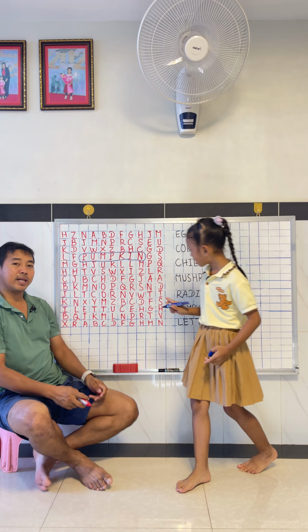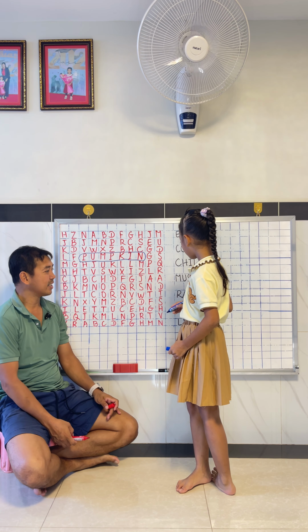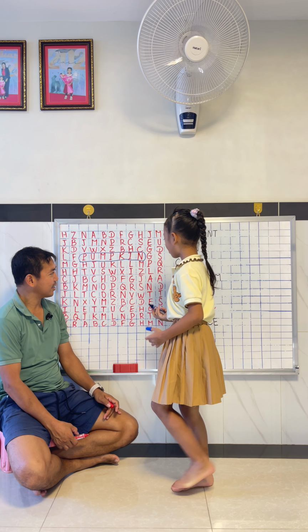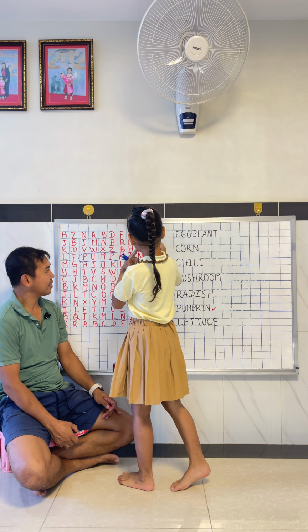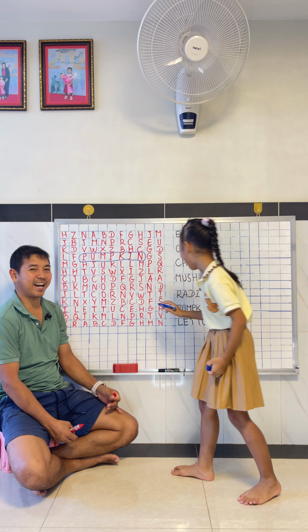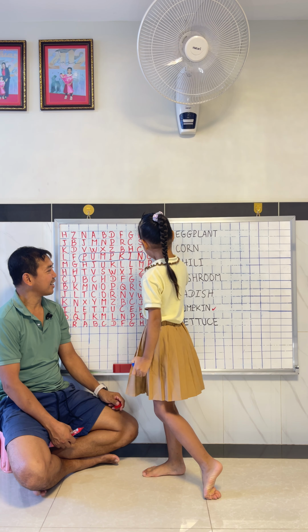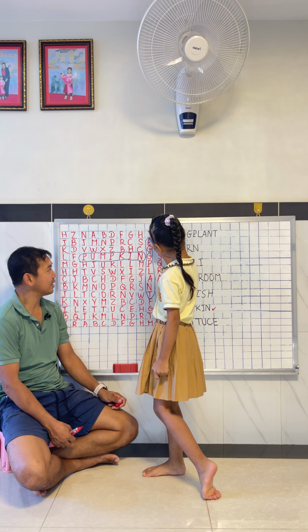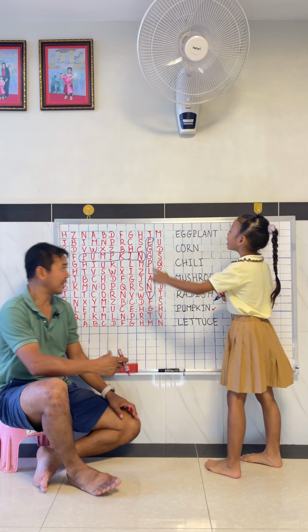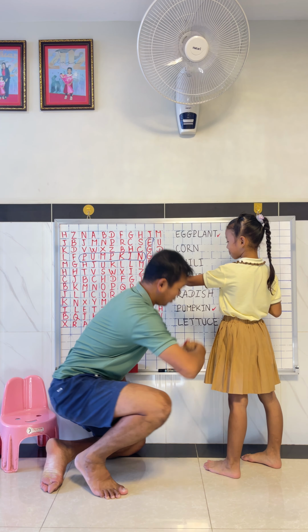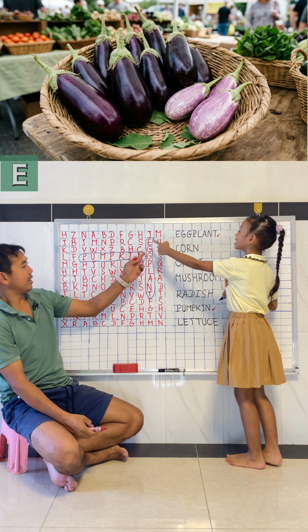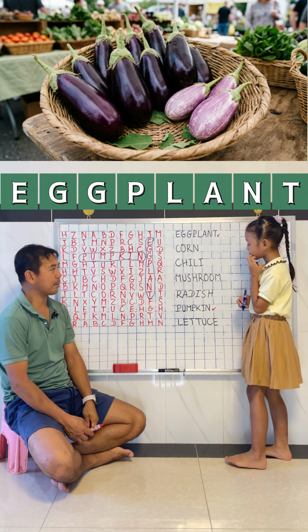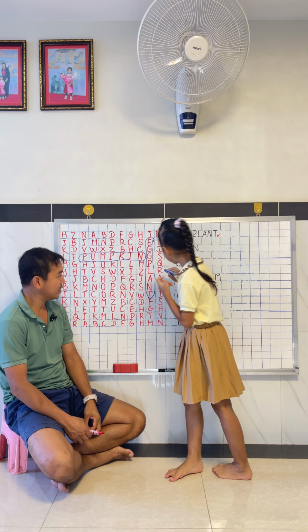And then next, what do you see? Everyone, you can see. Wait. What is that? E-G-G-P-L-A-N-T. So what is that? Eggplant. Eggplant starts from letter E, finishes with letter T. I circle it for you first, and then spell it. E-G-G-P-L-A-N-T. Eggplant.